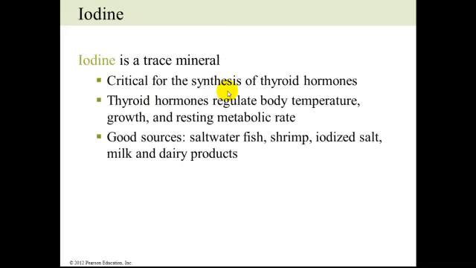Now, the trace mineral iodine is critical for thyroid hormone synthesis. Okay, now the thyroid hormones do a huge range of control in the body, including things like regulating body temperature, growth, and metabolic rate. Any sort of thyroid dysfunction has very widespread effects on the body. So even though iodine has really only one job, and that job is to allow for the synthesis of thyroid hormones, the lack of or the overabundance of iodine can actually lead to a whole slew of problems because of the many functions of the thyroid hormones.